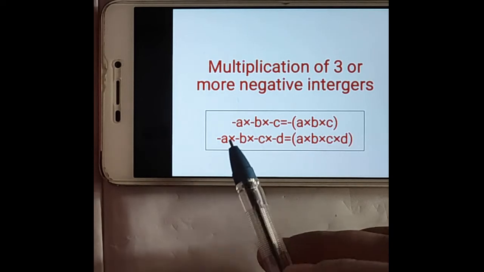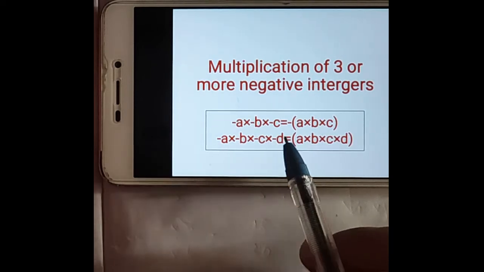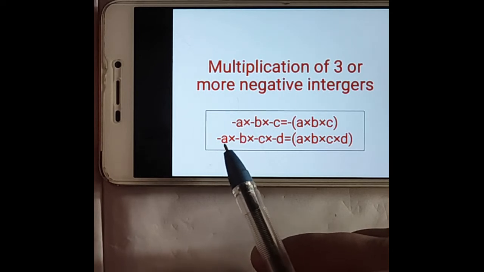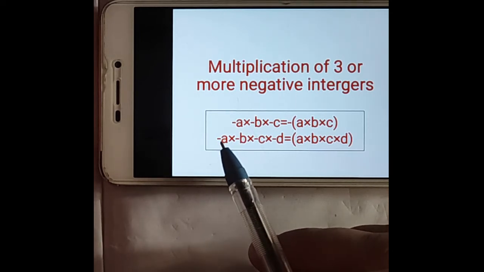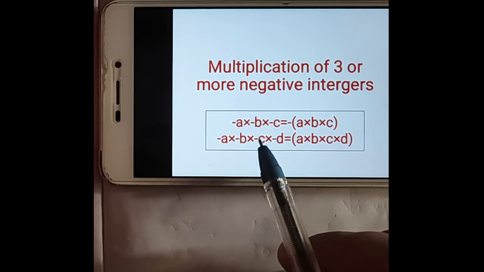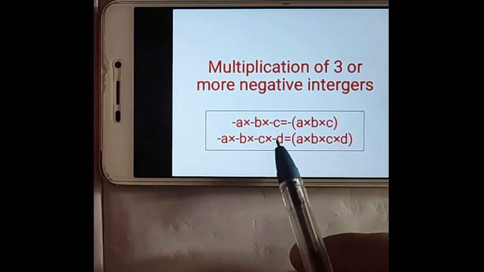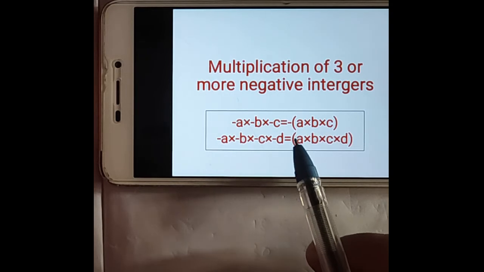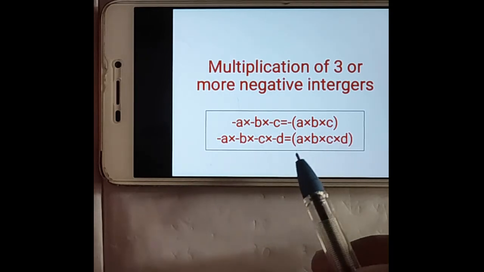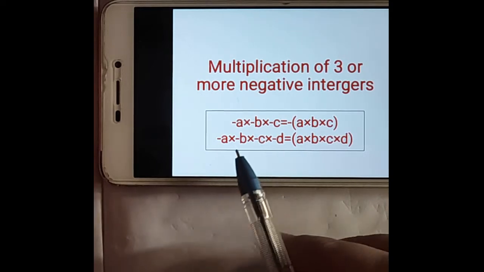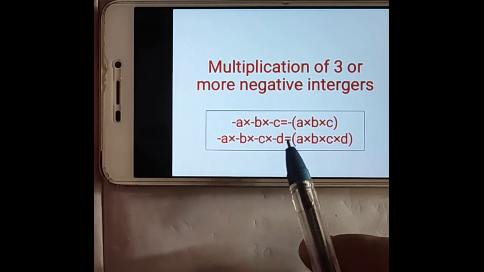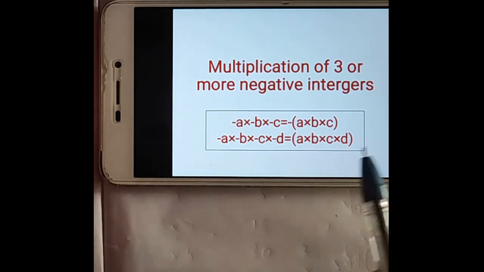Similarly, if you have four integers, all having a negative sign, then first of all solve for the sign. Minus minus is plus, plus minus is minus, minus minus is plus. The result will have a plus sign, so no need to put the plus sign; it will indicate the plus. Suppose you have 2, 3, 4, 5: 2 times 3 is 6, 6 times 4 is 24, 24 times 5 is 120. You will write like that. Just have a look at the example.